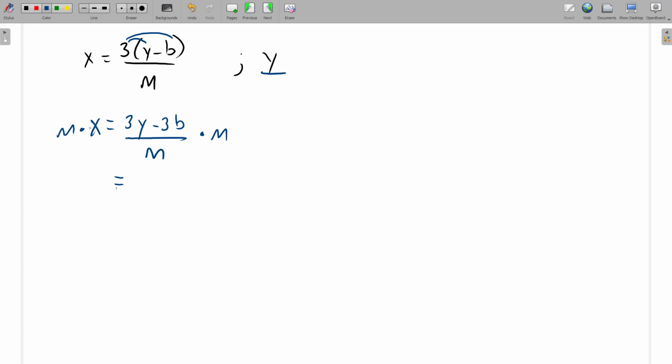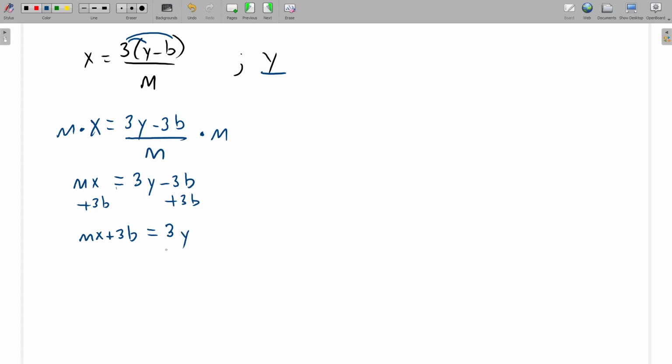Now m times x, we can't do anything with that, so we're just going to write it as mx. On the right, we're left with a 3y minus a 3b. This negative 3b does not have any y's. We can move it to the other side of the equation by adding 3b, giving us mx plus 3b. There's no way to combine these, is equal to 3y.